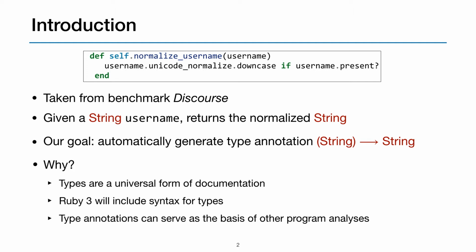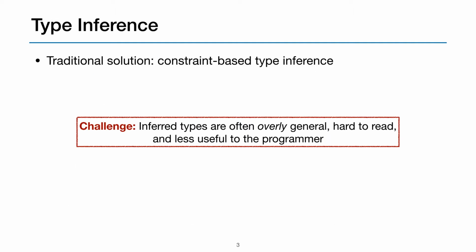Now there are a number of reasons why this might be useful. Types are a universal form of documentation, and what's more, Ruby 3 will for the first time introduce syntax for writing type annotations, which means it'd be really useful to have a system for generating them. On top of that, type annotations can serve as the basis for other kinds of program analysis, like code completion for IDEs.